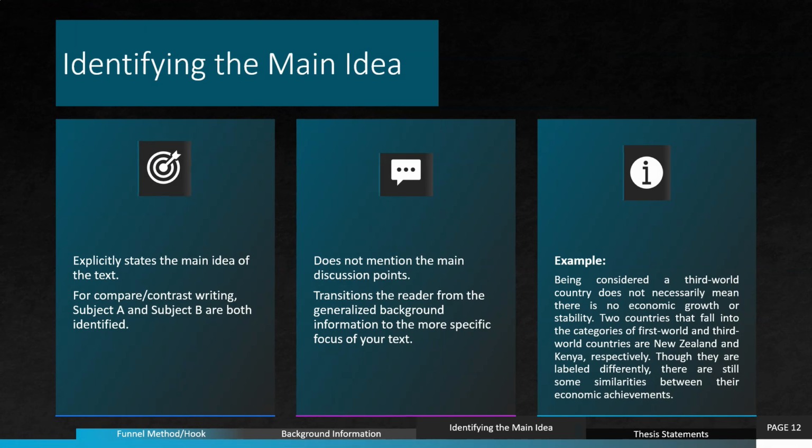Next, we're identifying our main idea. This explicitly states the main idea of the text. For compare-contrast writing, subject A and subject B are both identified. However, we do not yet mention the main discussion points. This transitions the reader from the generalized background information to the more specific focus of your text.